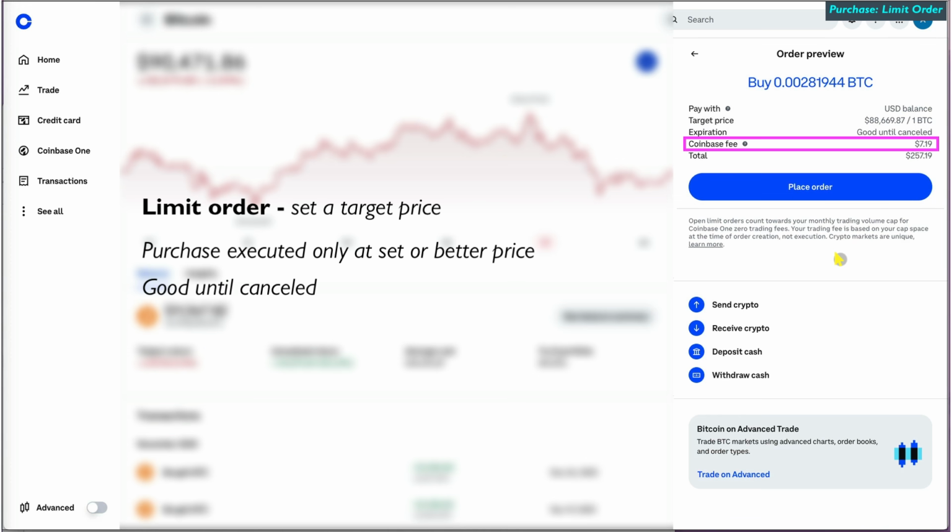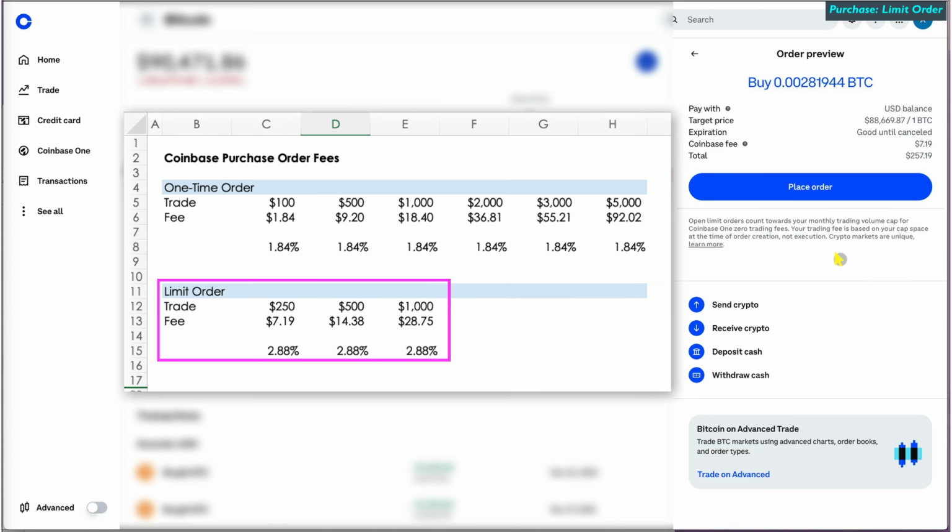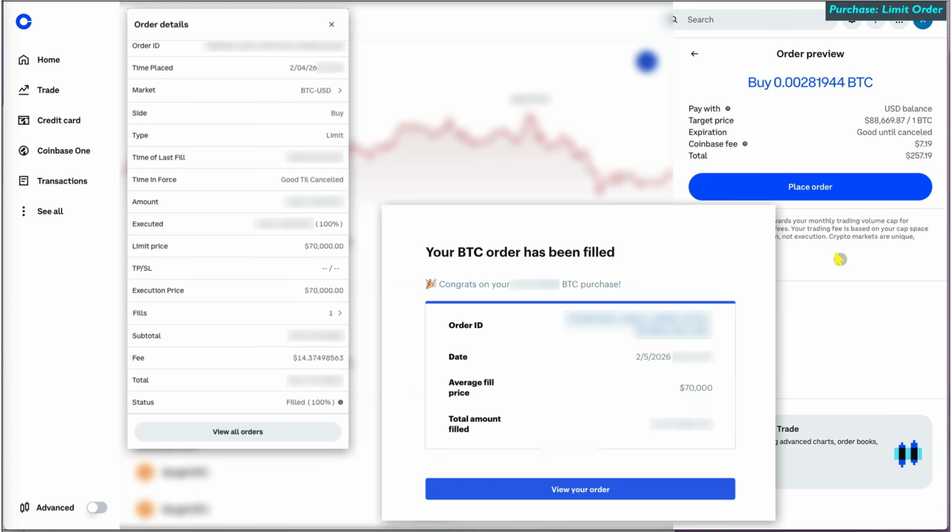There is also a Coinbase fee for this transaction. In testing a few amounts, the fee for a limit order was higher than for a one-time market order. It was about 2.88% compared to 1.84% for a one-time order. If you set the limit order to good until canceled, it will execute automatically when the price reaches your target, as long as you have enough cash. You will then receive a confirmation email with the transaction details.